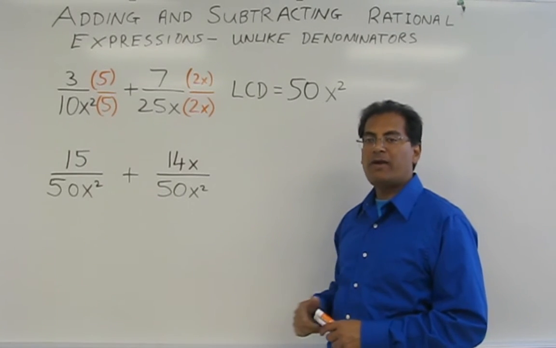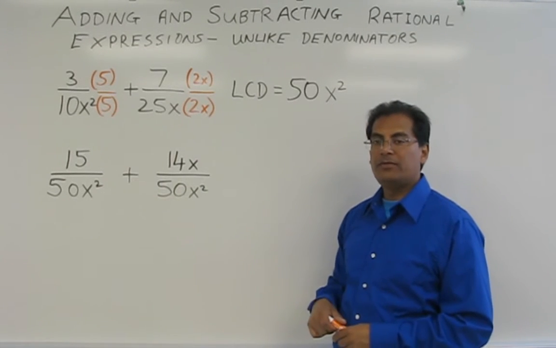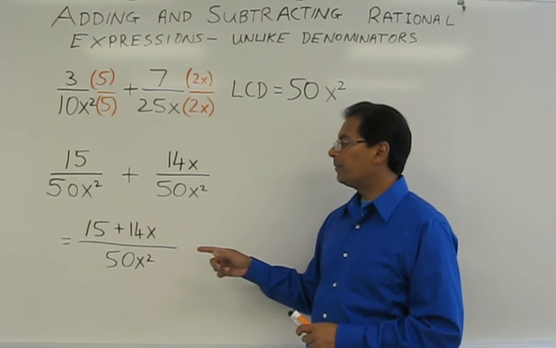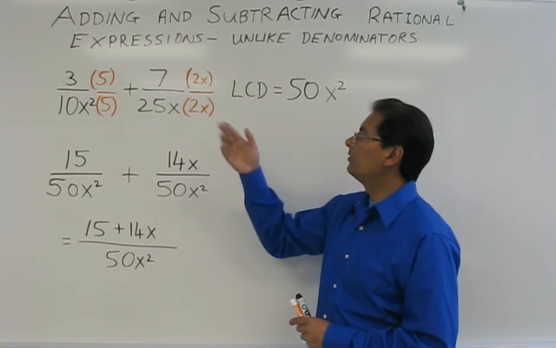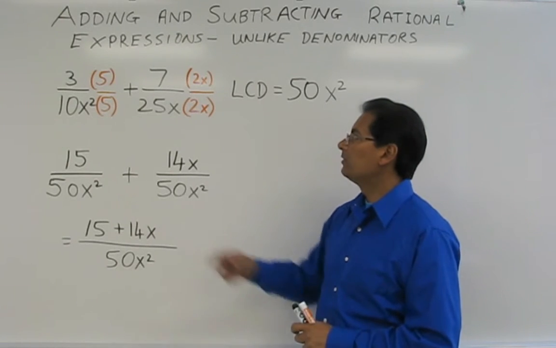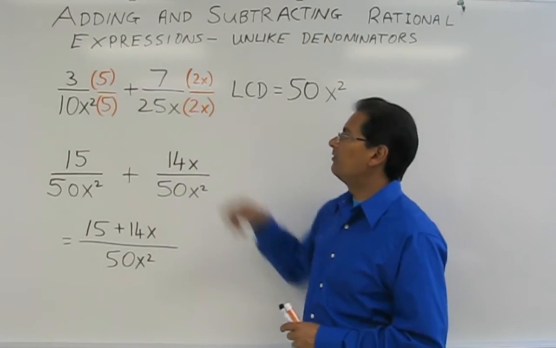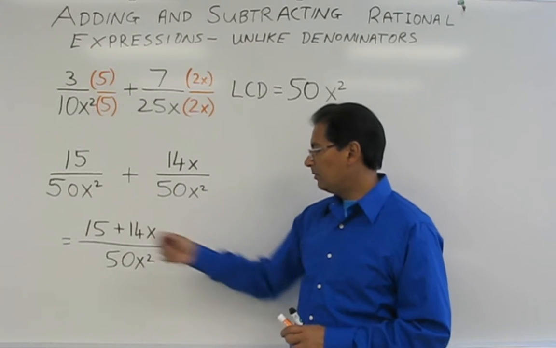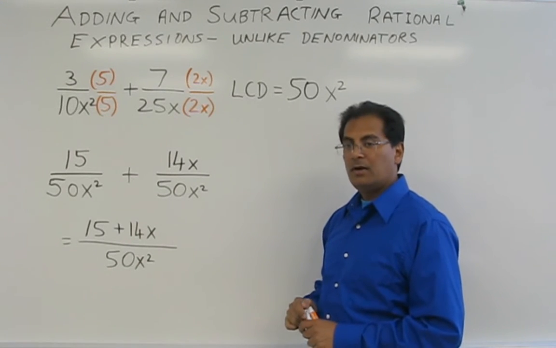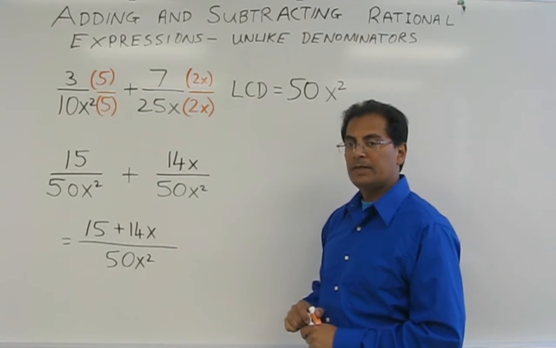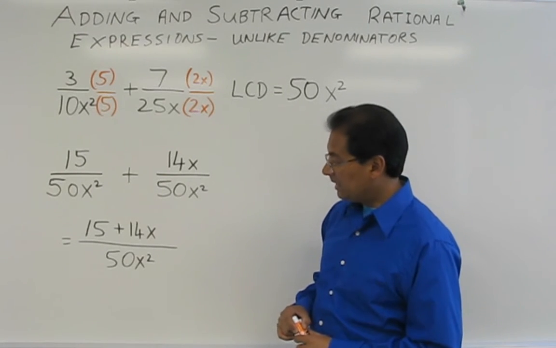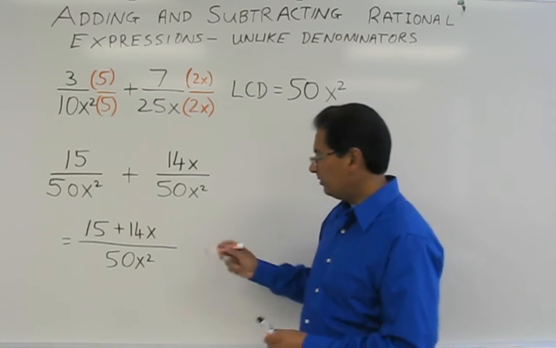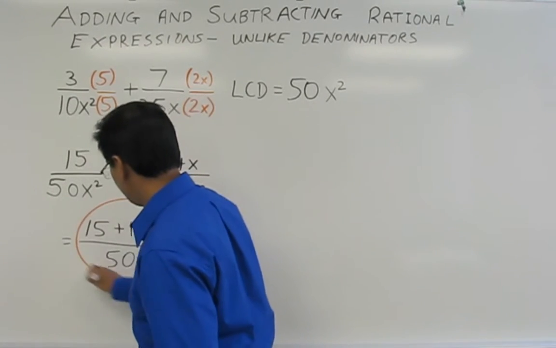We can just add the fractions by adding the tops. So we get 15 plus 14x divided by 50x squared. So that's the addition of our two fractions. 3 over 10x squared plus 7 over 25x gives you 15 plus 14x over 50x squared. Now we want to look and see if we can simplify this. In this case, there isn't anything we can simplify, and so this is our final answer.